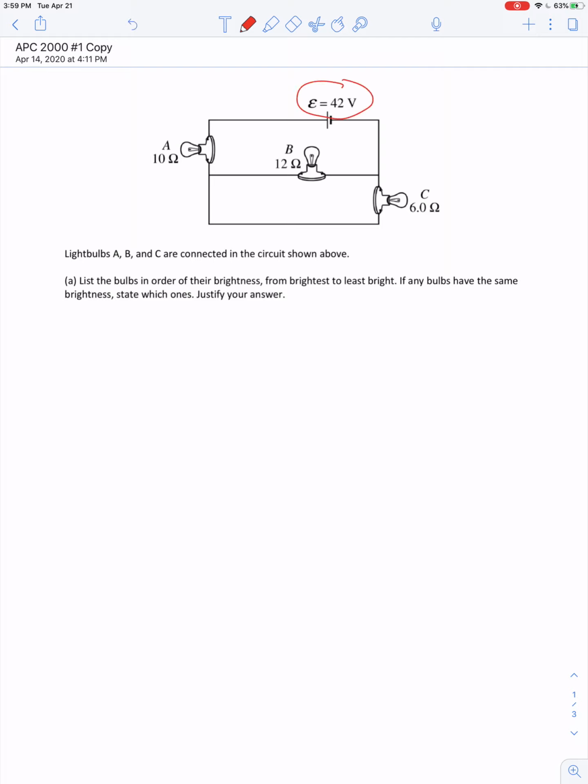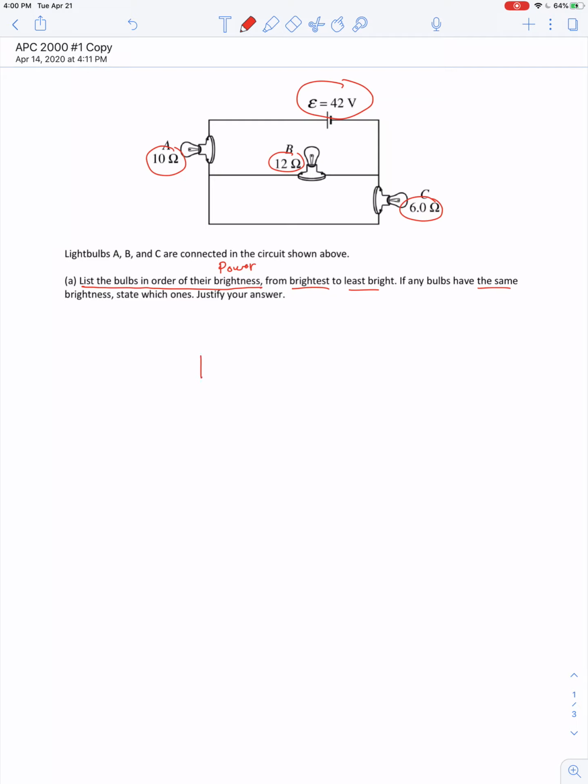We need to list the bulbs in order of their brightness. Now when I hear brightness, I think power. Which bulb has the greatest power rating? From brightest to least. And if any bulbs happen to have the same amount of brightness or power, we'll have to state which ones. So instead of being given a wattage for these bulbs, we're told the resistance of their filament. Perfect. If we want, we can diagram this circuit another way.